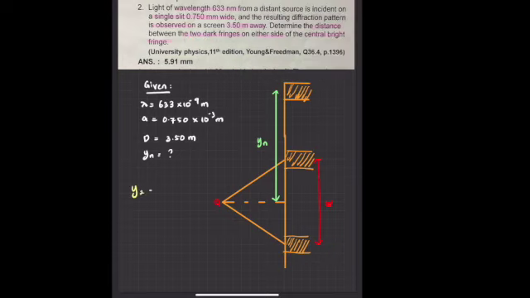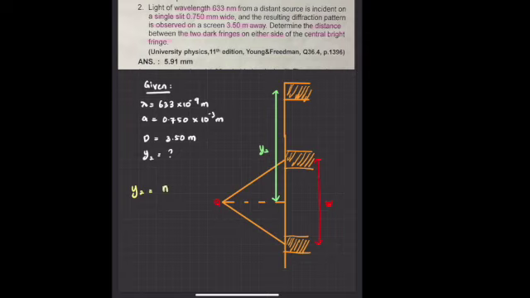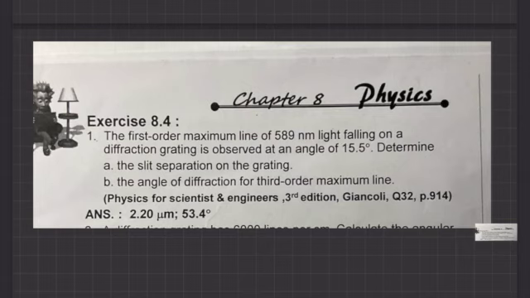So we use the equation y2 is equal to, what is the equation for y2? Okay, n lambda D over a. Okay, substitute the values, we will get y2 equals 5.91 mm. Exercise 8.4. Okay, let's move on to another exercise, which is regarding diffraction grating.